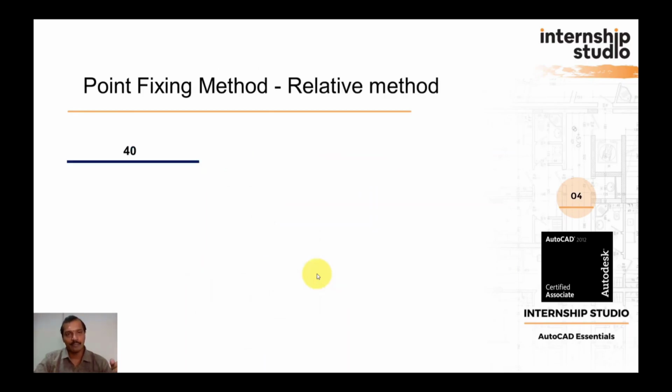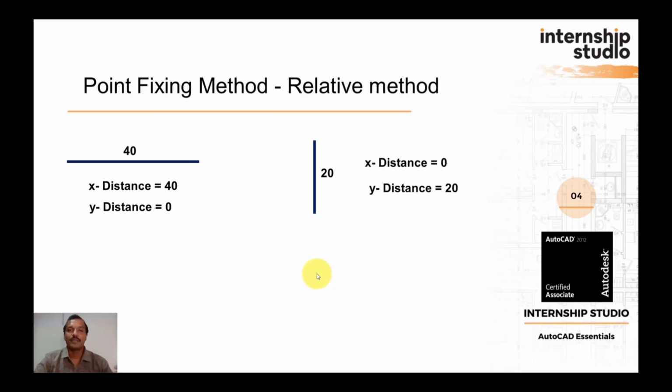Let us take an example of a horizontal line having 40 mm length. What is the x distance of this line and the y distance of this line? By seeing the line itself, we can say it is exactly a horizontal line. So x distance will be 40, y distance will be 0. Similarly, if you take a vertical line, some distance around 20, what is the x distance of this line? It will be 0. Y distance will become 20.